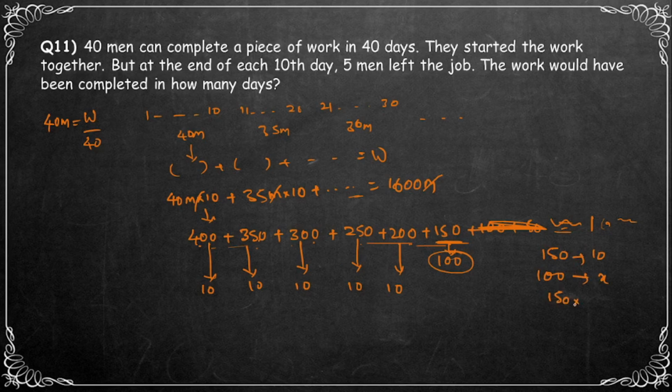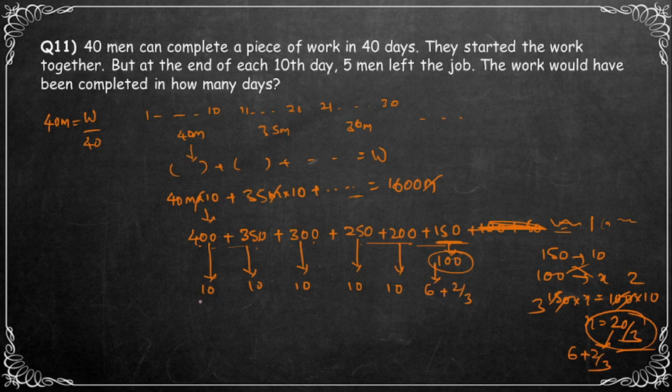So 150 into X, if you cross multiply, is equal to 100 into 10. So X is equal to 20 divided by 3 days. So which is nothing but 3 6 is 18 plus 2 by 3. So this is 6 plus 2 by 3 number of days. Now they are asking the total number of days, which is 10 plus 10 plus 10 plus 10 plus 6 plus 2 by 3. So which is nothing but 50 plus 6, 56 whole 2 by 3 days. Which is the answer.